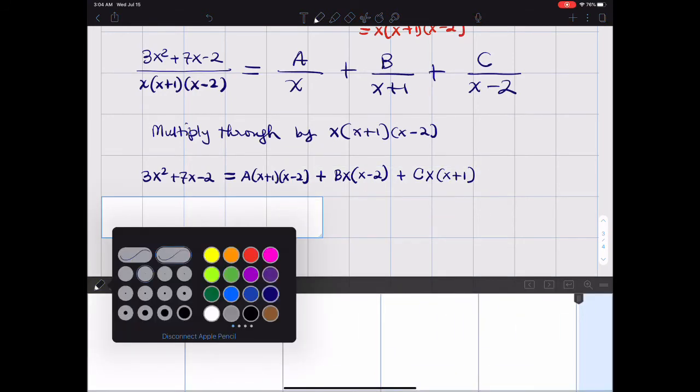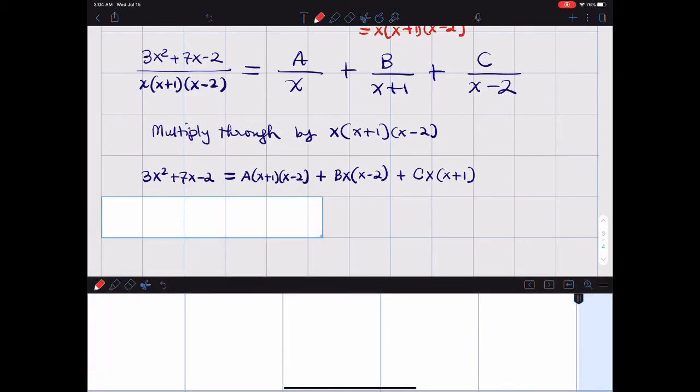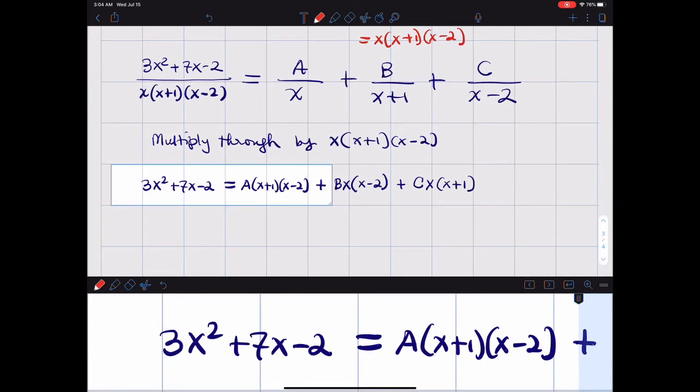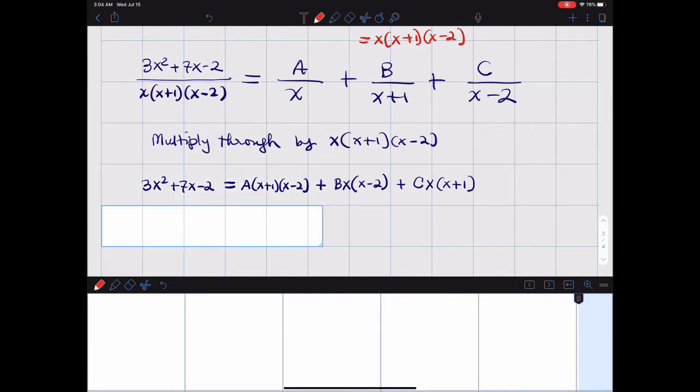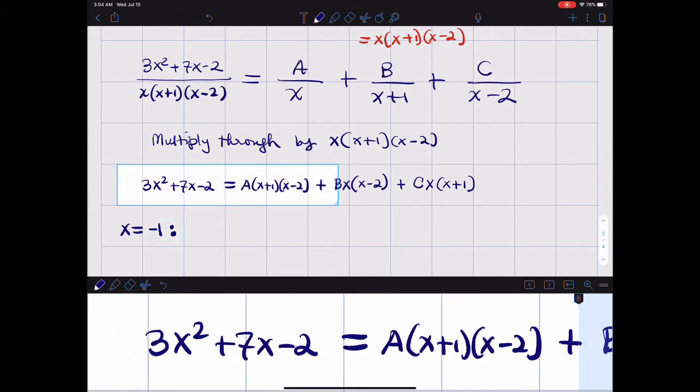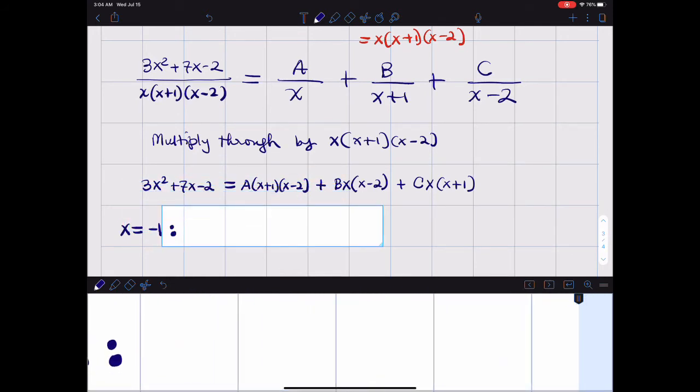Now, again, our method is to try to eliminate something by making one of the factors or one of the multipliers 0. So if we look at A, if we either make x negative 1 or make x 2, we eliminate A. So let's start with making x negative 1. If we plug negative 1 into the left-hand side, we get 3 times 1 plus 7 times negative 1 minus 2. So that's going to give us 3 minus 7 minus 2.